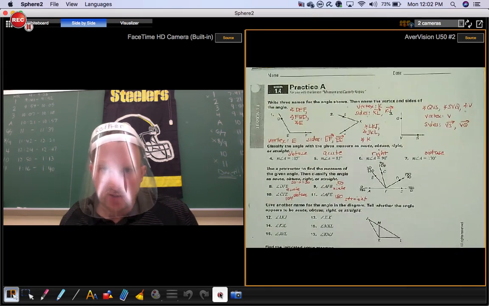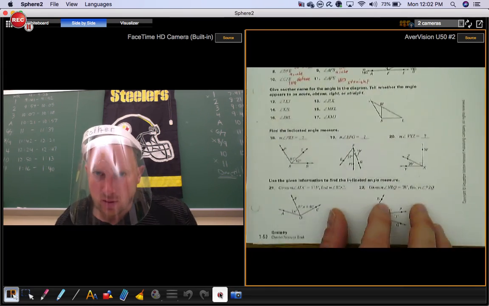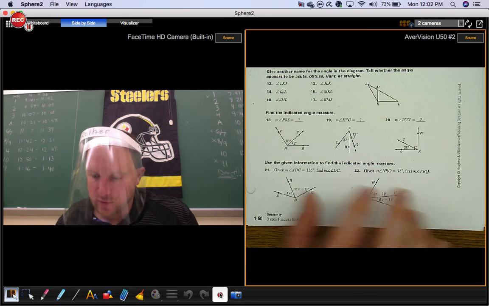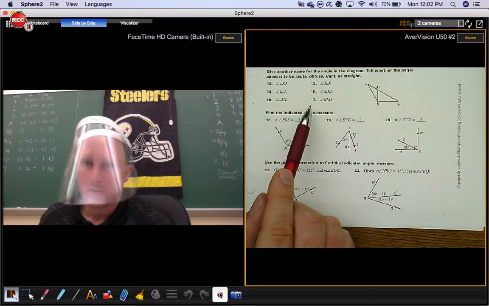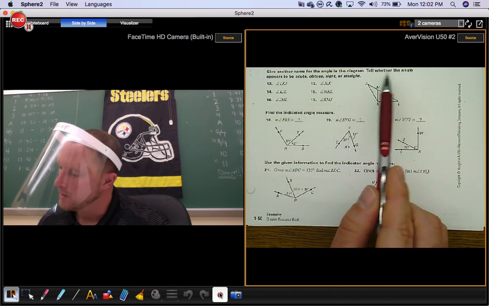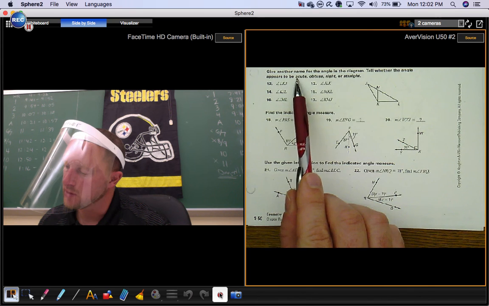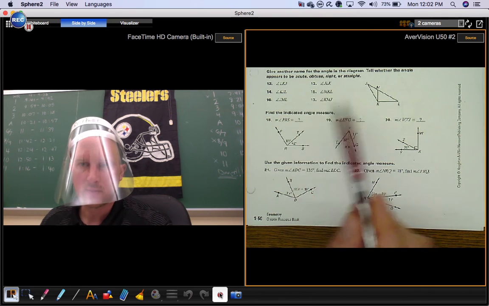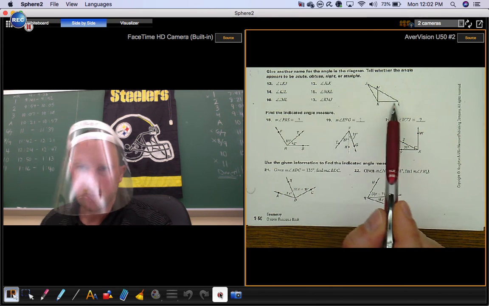This is practice A for section 1.4. We're going to look at numbers 12 through 20. For 12 through 17, they want you to give another name for the angle in the diagram. Tell whether the angle appears to be acute, obtuse, right, or straight. So here's your diagram. There's a bunch of angles there.